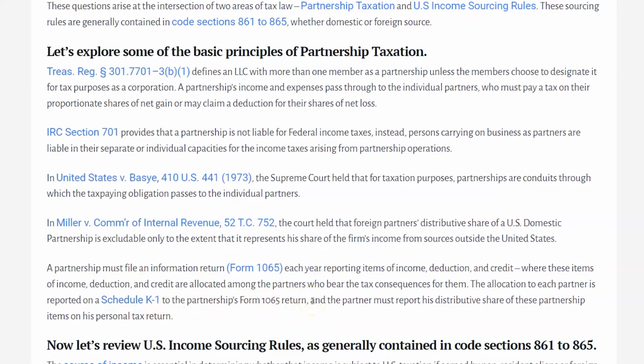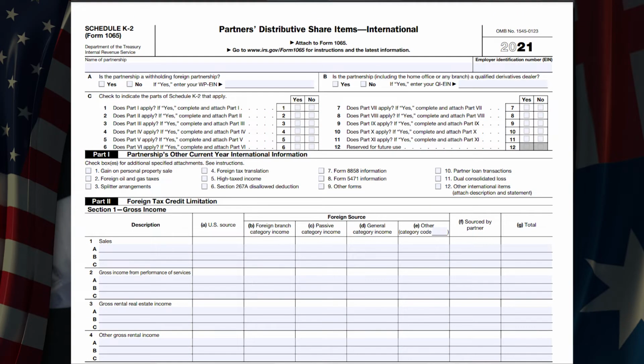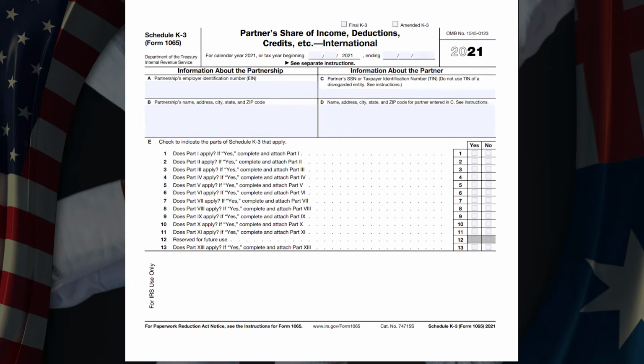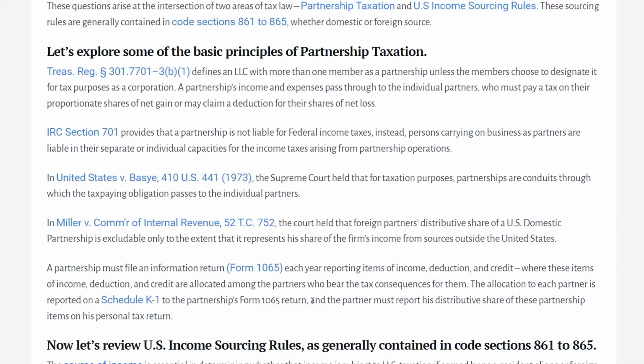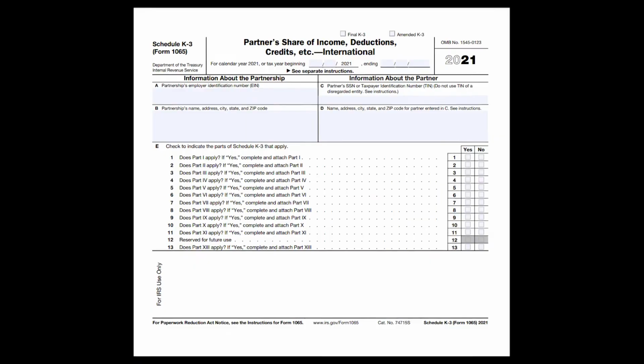Now, Schedule K-1 is not the only form. For 2021 going forward, there are also additional forms that need to be completed when you have items of international relevance, such as foreign operations, like this partnership is engaging in, and when you have foreign partners itself. So you need to also be mindful that whenever you have a situation like this, where you have a partnership with foreign partners, there's going to be K-1, K-2, and K-3 to file.